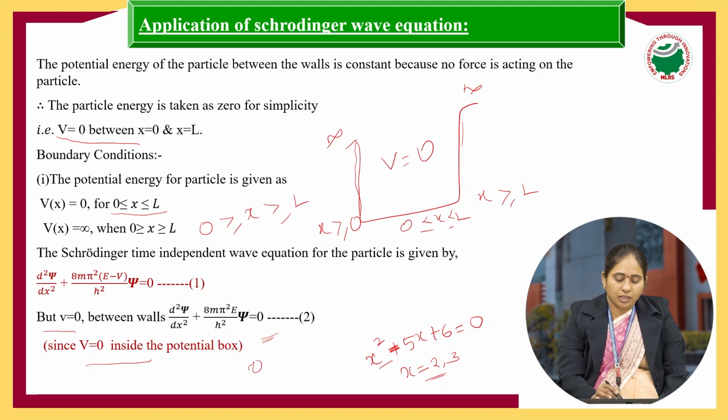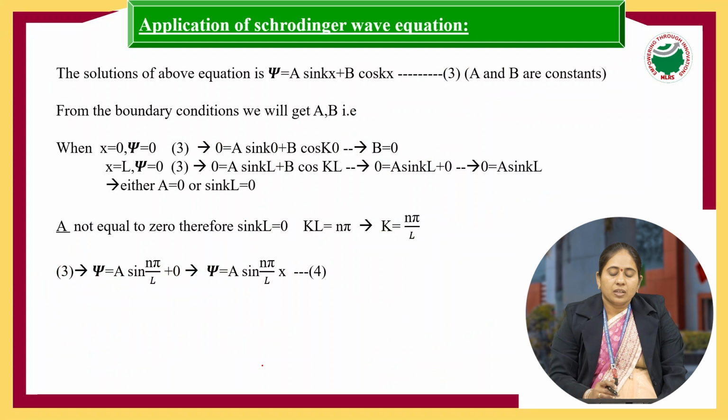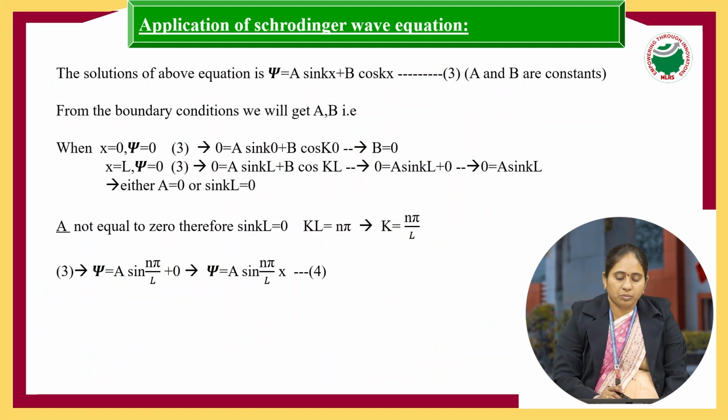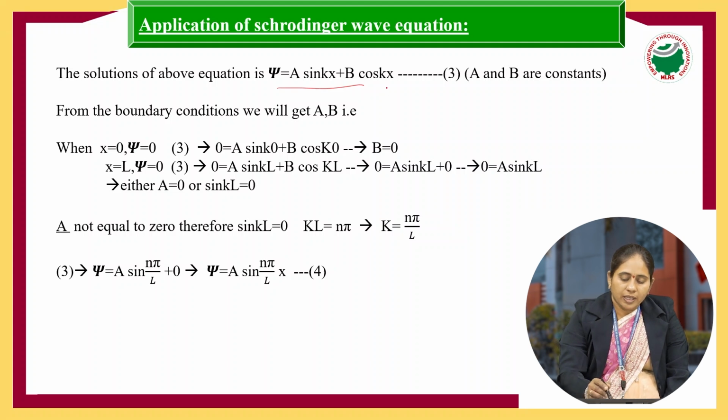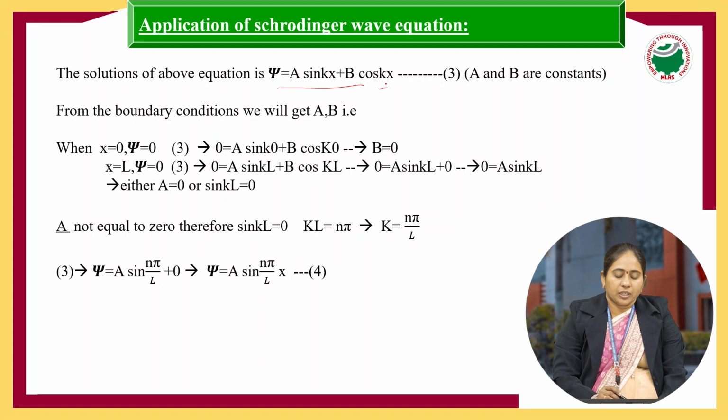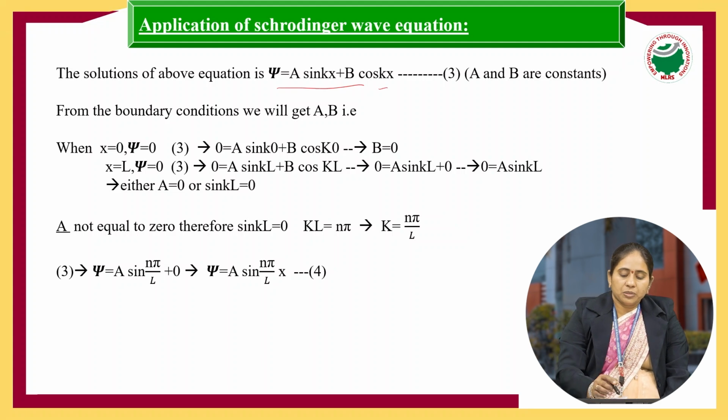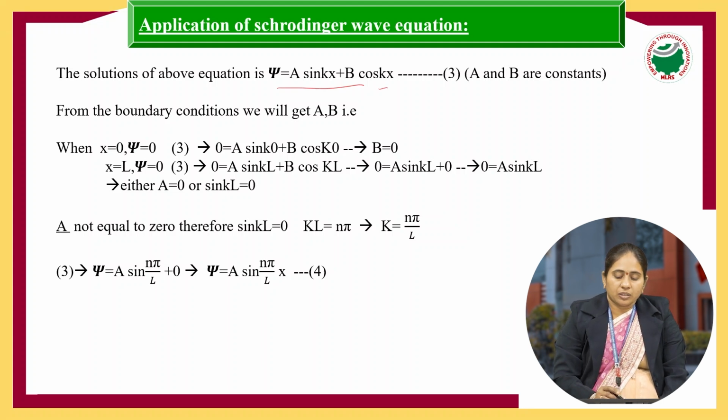The solution is psi. So the wave function is psi. What is the solution assumed by Schrodinger? Psi is equal to A sin kx plus B cos kx, where x is the position of the particle, A and B are the constants, and k is the propagation or wave vector. So by substituting the boundary conditions, you will get the A, B values.